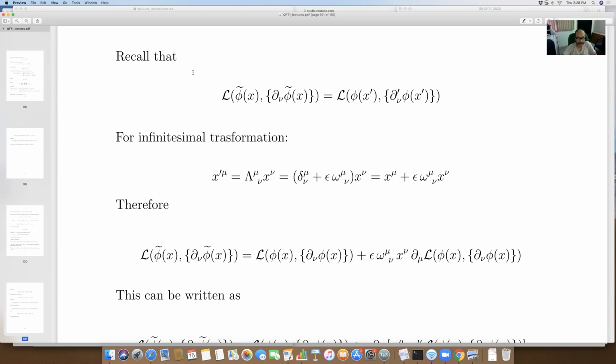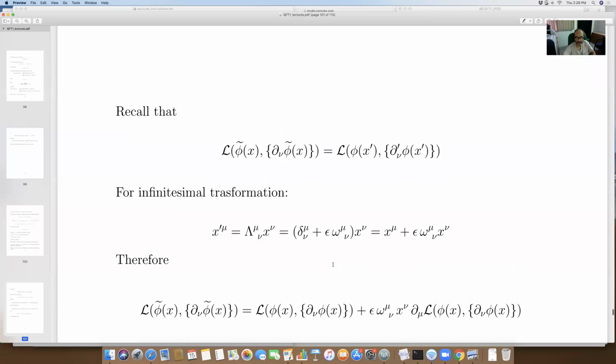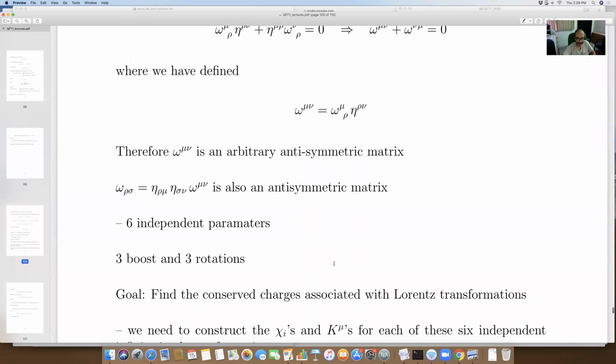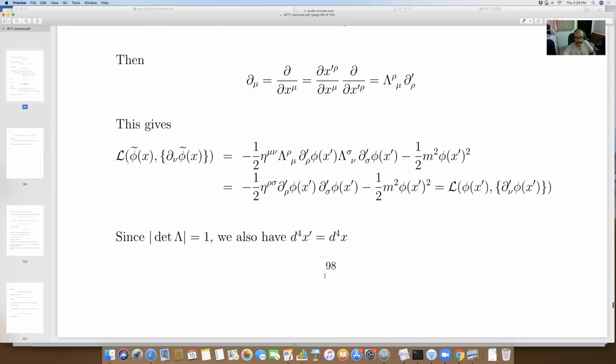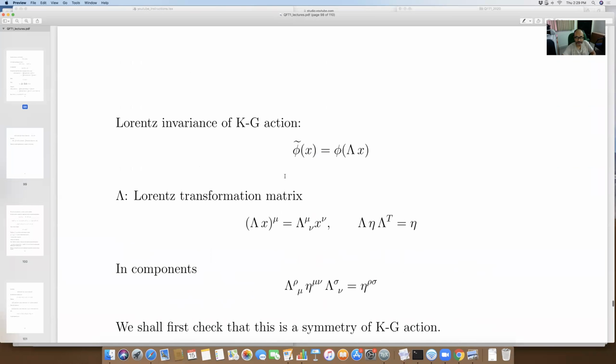Okay, so let's recall that we have proved this for the Klein-Gordon action. But this is also the general requirement of Lorentz invariance, that under a Lorentz transformation, we say it is an invariance provided L remains unchanged. And we are dealing right now with scalar fields, which transform this way. Later on we will see that there are other kinds of fields. So we call a field a scalar field if its Lorentz transformation takes this form. We'll see that there are other kinds of fields whose Lorentz transformation is not of this form.